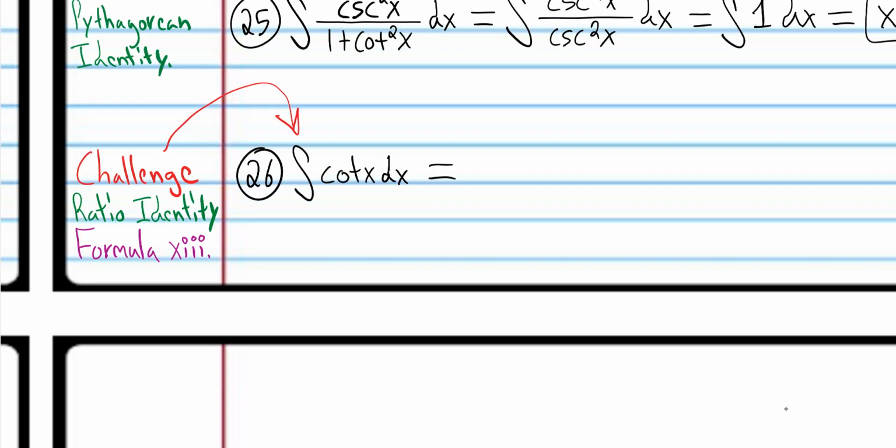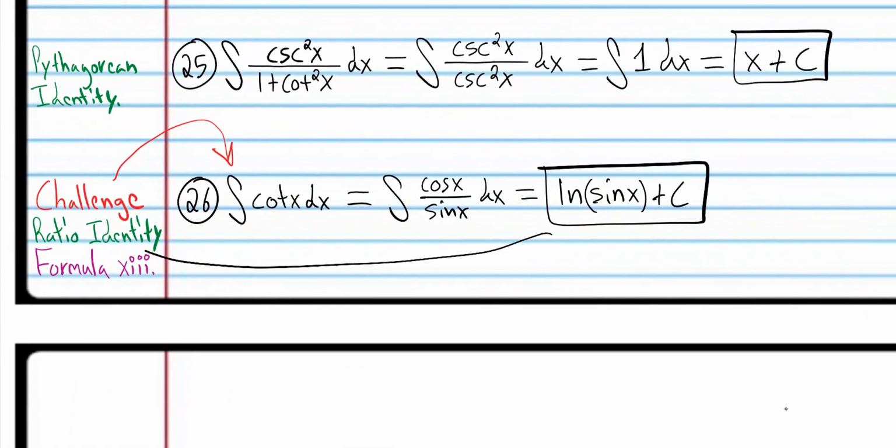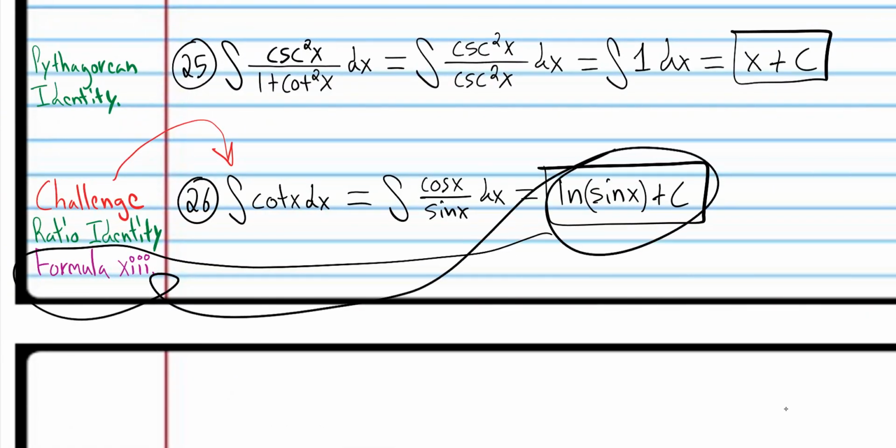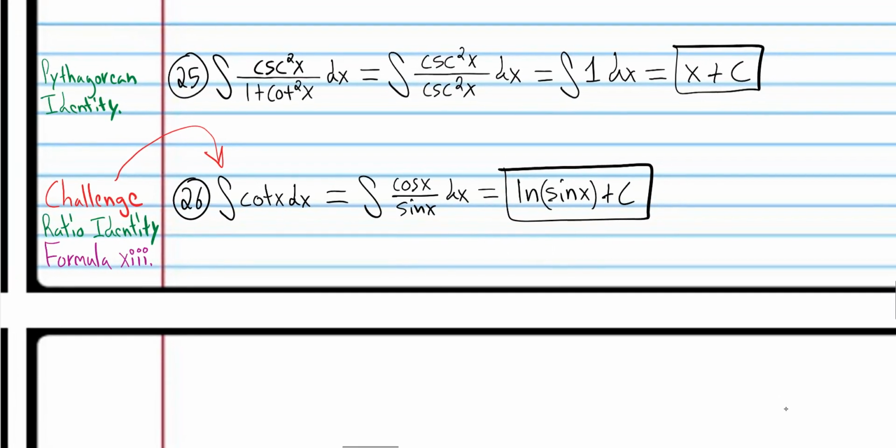Okay, we're back. So again, use differentiation formula number 13 to find the derivative of this, and you see that the derivative of sine is cosine, and then you divide that by whatever's inside the log function, which is sine. So there you go. So that was kind of a challenge problem.